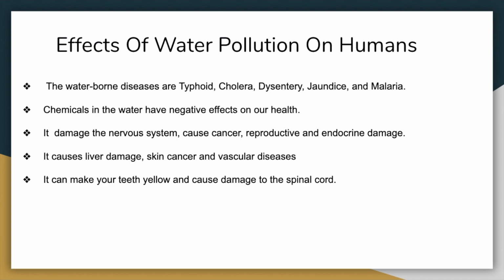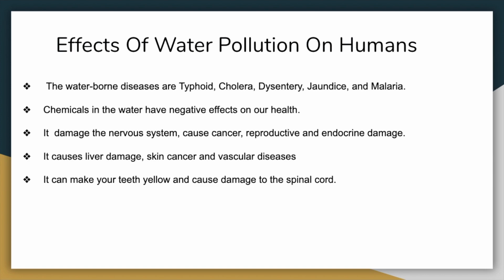Effects of water pollution on humans. Infectious diseases can spread through contaminated water. Some of these waterborne diseases are typhoid, cholera, dysentery, jaundice, and malaria. Chemicals in the water have negative effects on our health. Pesticides can damage the nervous system and cause cancer. Chlorides can cause reproductive and endocrine damage.